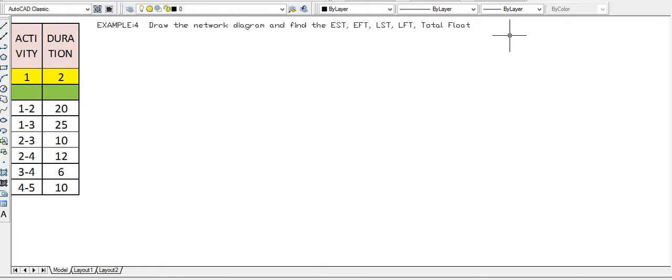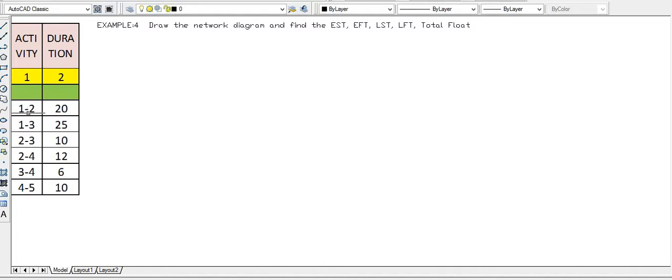So first we will draw the network diagrams. Without wasting time, we will draw the network diagrams. So the first activity is nothing but 1 to 2. The starting point is 1, that is, the event is 1 to 2.